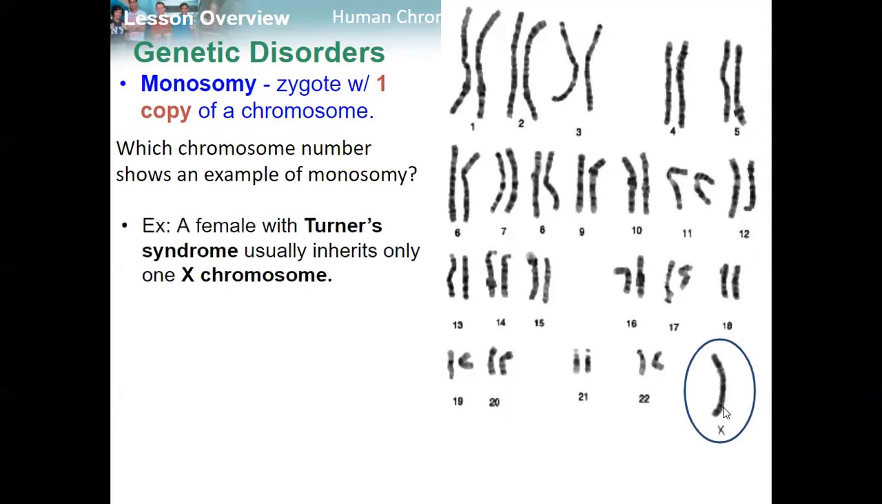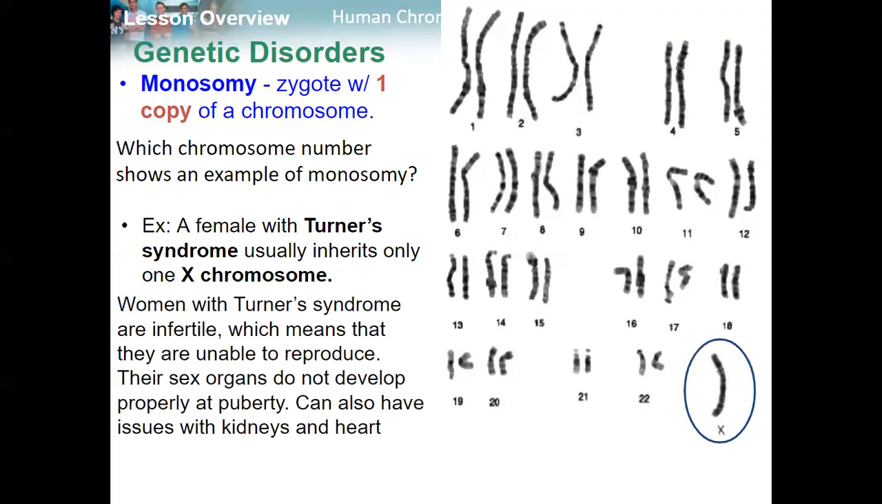And this is an example that because it's happening on the sex chromosomes and this person only has one X, this person has something called Turner syndrome. Now, this would be a woman because she doesn't have a Y, she has an X chromosome. And because she doesn't have a Y, that means that she's not male. What happens with Turner syndrome is it causes women's sex organs not to develop properly. And because of that, it will cause some infertility. That means they won't be able to reproduce. This also causes other problems in their bodies, like with their kidneys and their heart.